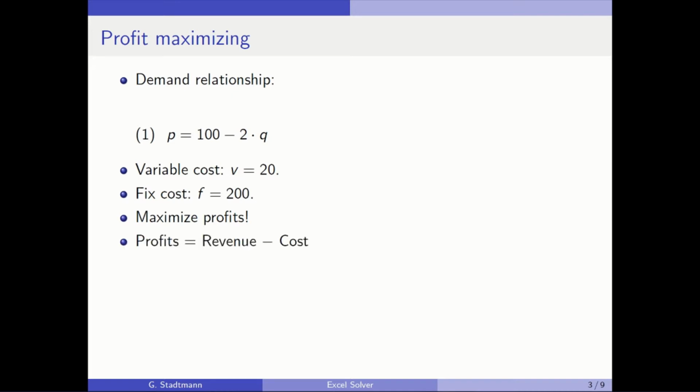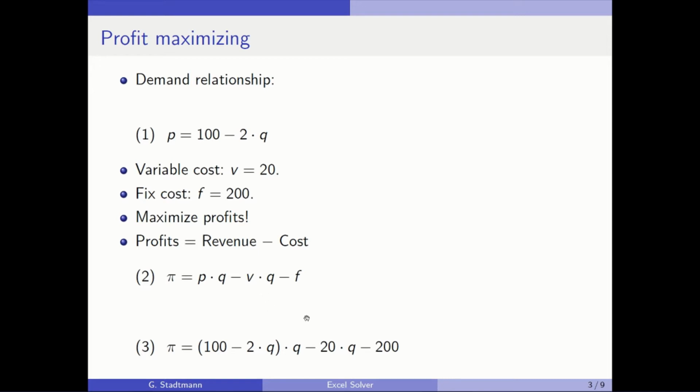In the first step, it always makes sense to write down the relationship for profits. Profit is given by revenues minus cost. So, revenues are given by price times quantity. Then we have to subtract the cost. We are subtracting here the variable cost and then the fixed cost.